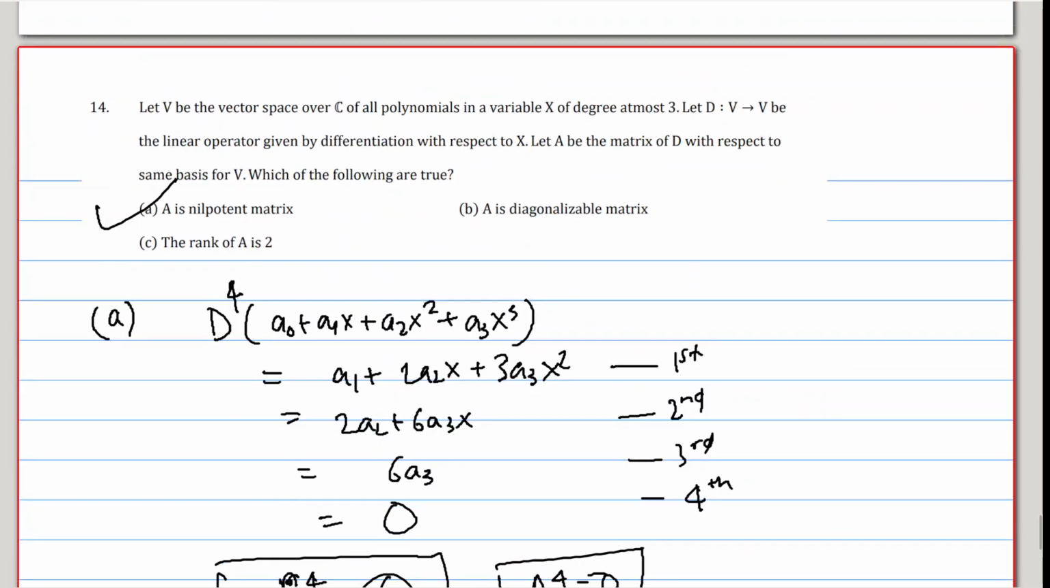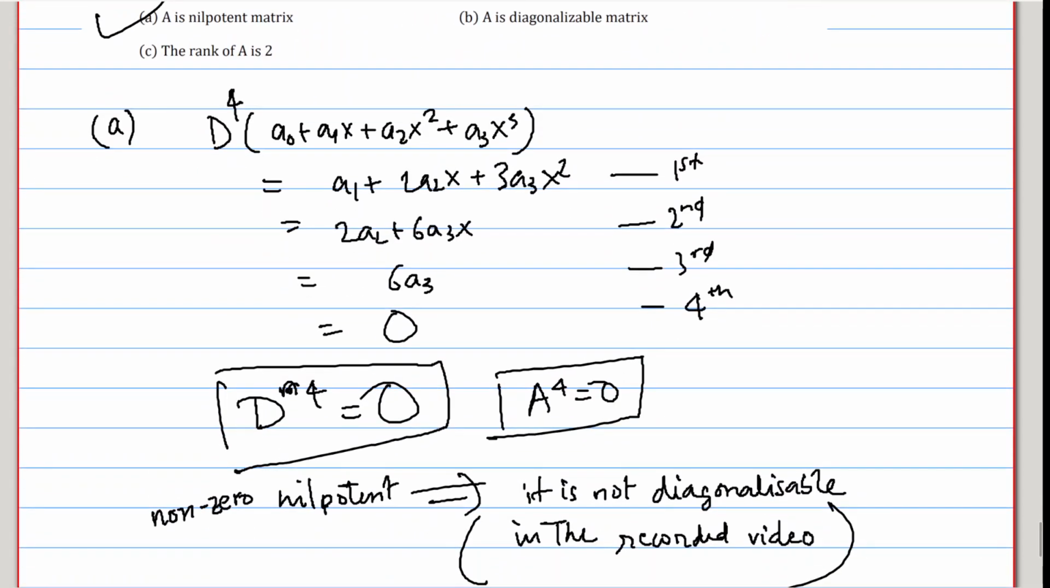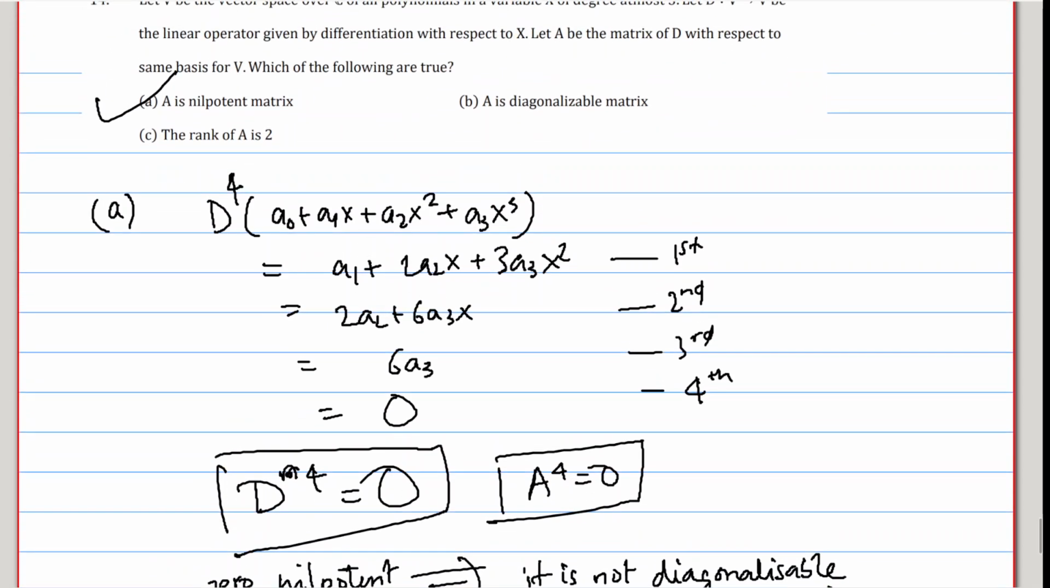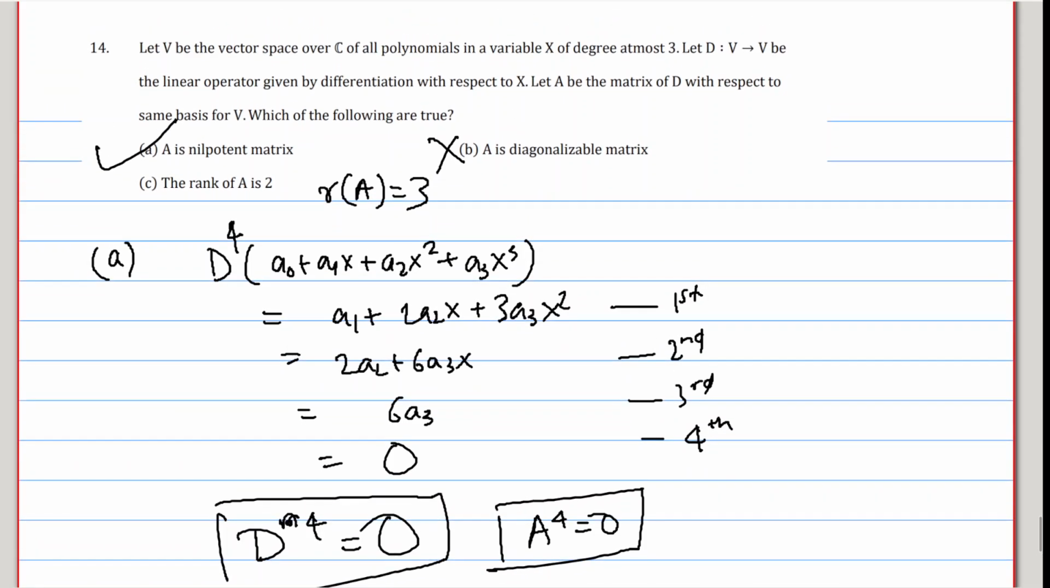The rank of A is 2? Rank of A is not 2, rank of A is 3, right? Nullity will be 1. No, no. It is over the complex, meaning polynomial.